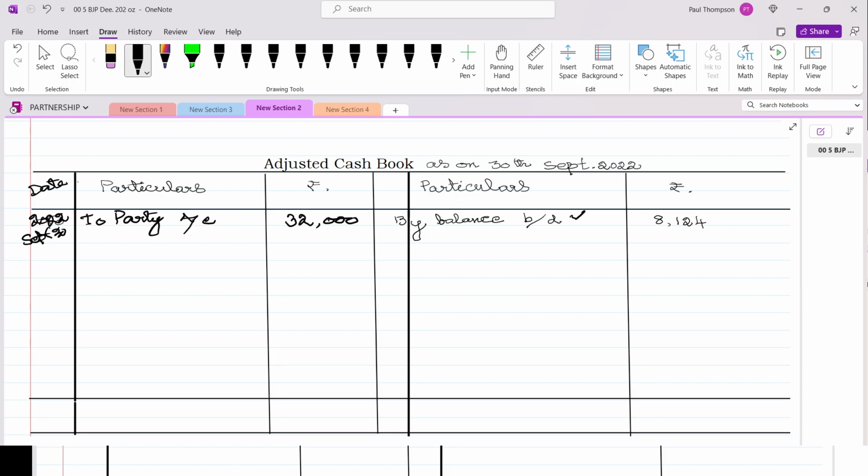The second item is a direct deposit by the customer, which was not known to us. So now this is to customer account. This was the direct deposit into bank. The amount was 2,34,800.